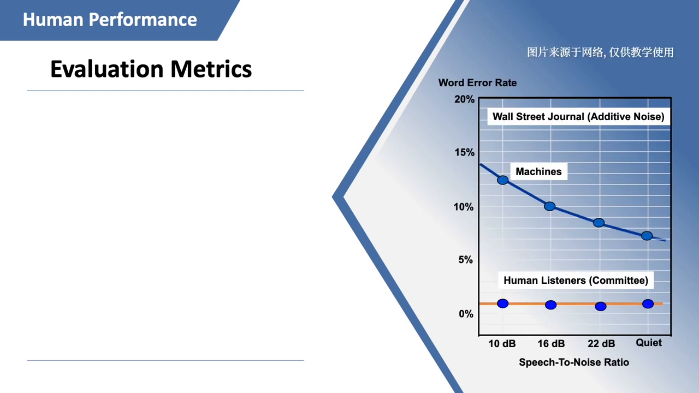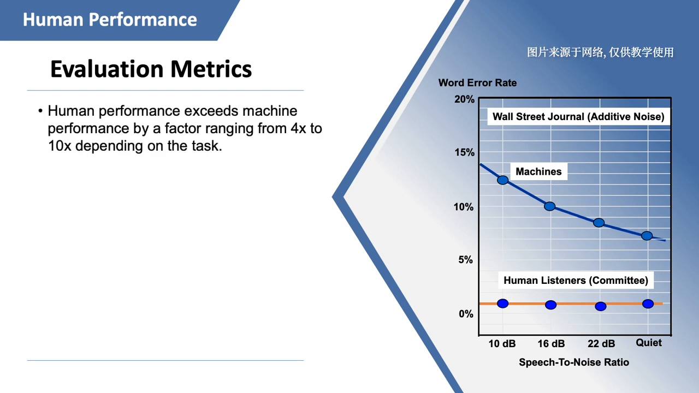For human listeners, speech recognition performance is consistent whether in a noisy or quiet environment, from low SNR to high SNR. For machines, the performance of speech recognition systems will be lower if the background noise is higher and in low SNR conditions. Human performance exceeds machine performance by a factor ranging from 4 times to 10 times, depending on the task.